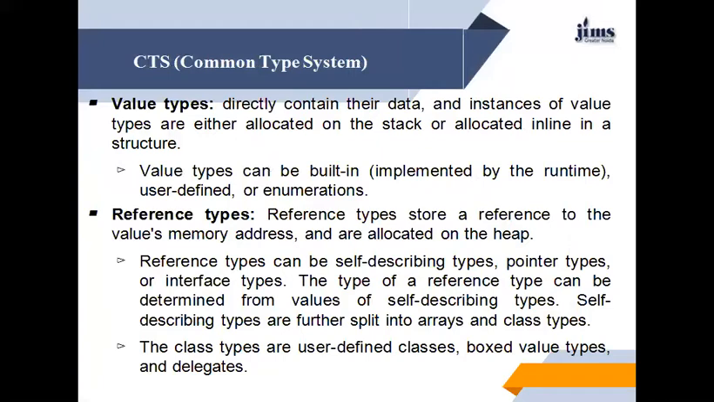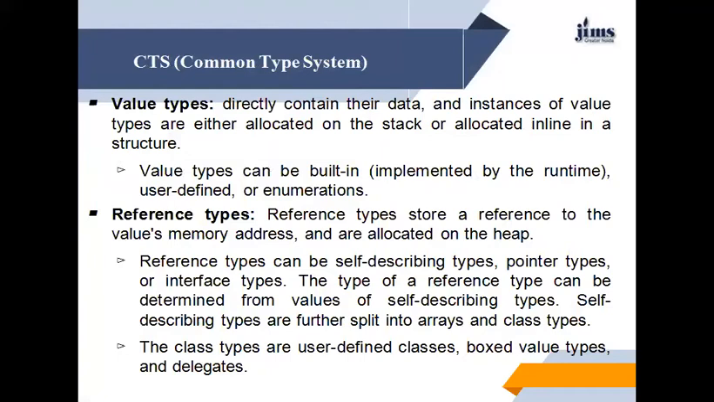First of all, we will see the meaning of value types. Value types directly contain their data, and instances of value types are either allocated on the stack or allocated inline in a structure. Value types can be built in, implemented by the runtime, user defined, or enumeration. Reference types store a reference to the value's memory address and are allocated on the heap. Value type is stored in stack. Reference type is stored in heap.